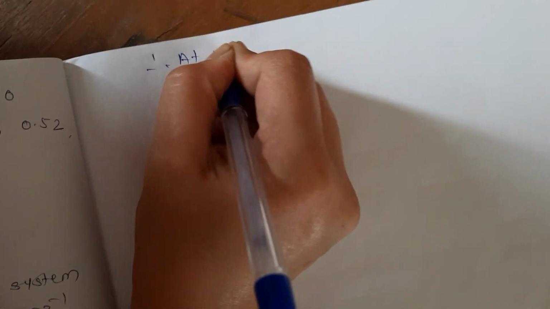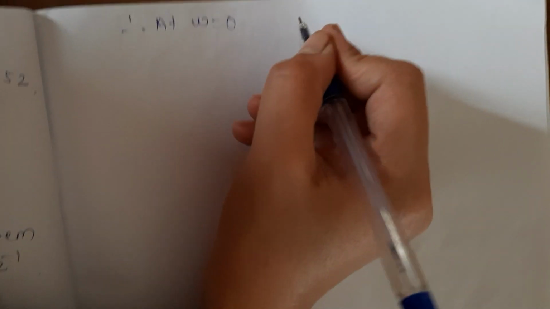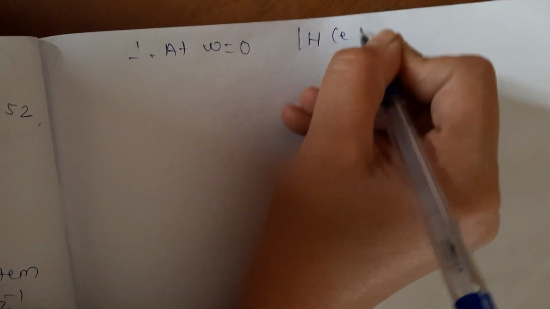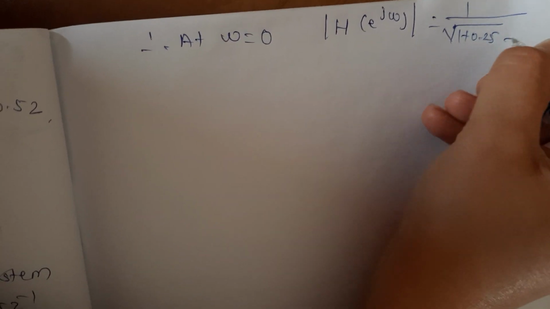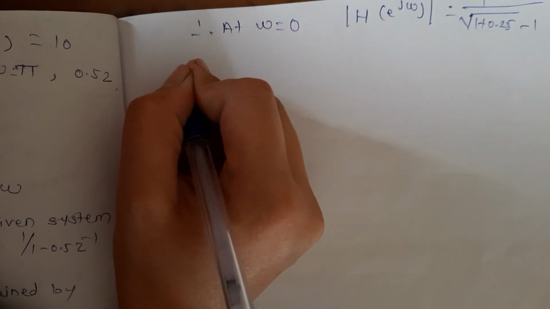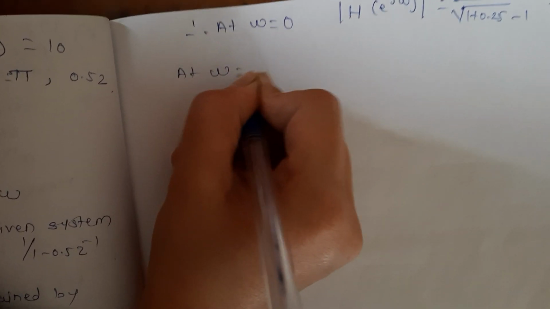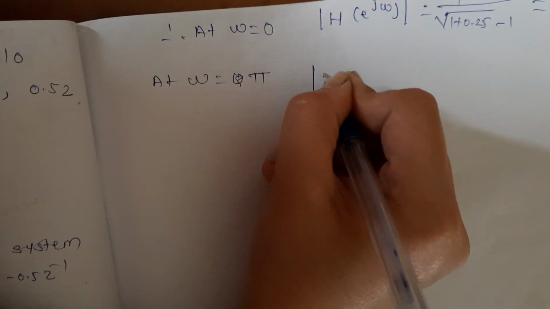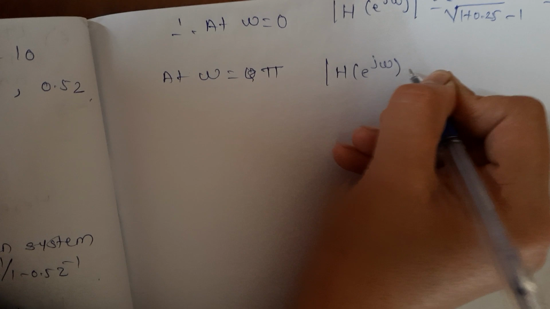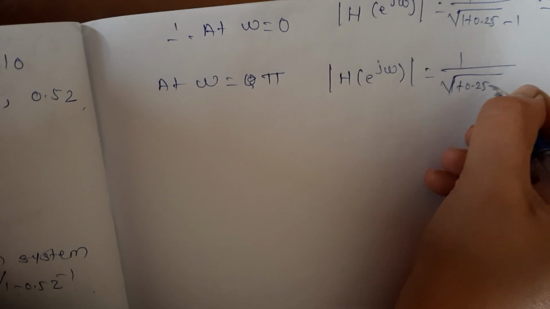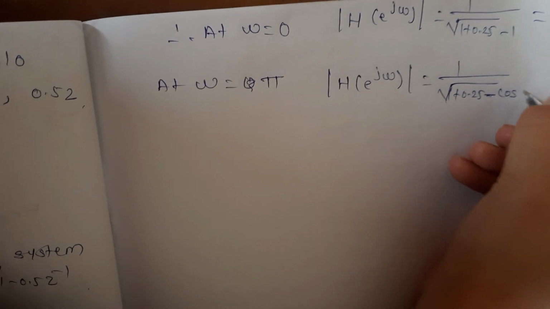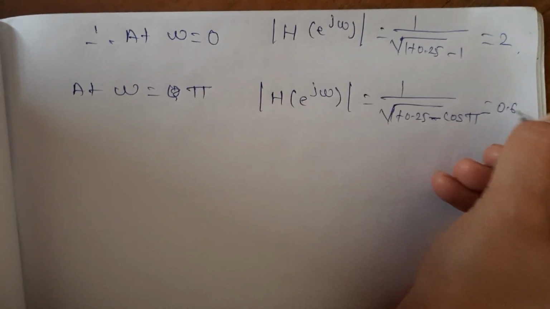Therefore at omega is equal to 0, H of e raised to j omega is 1 by square root of 1 plus 0.25 minus 1, this value is 2, and at omega is equal to pi, H of e raised to j omega is 1 divided by square root of 1 plus 0.25 minus cos pi. So this value is 0.66.